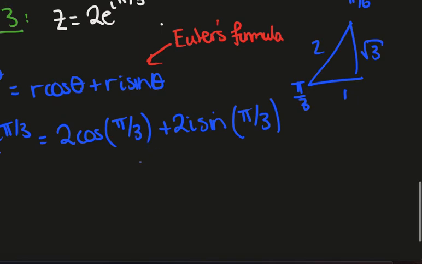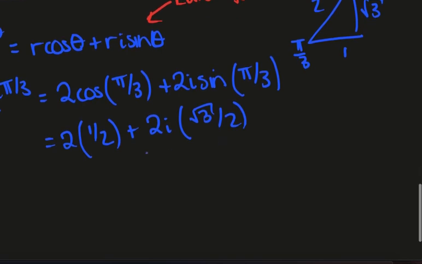So cos pi on 3, cos is adjacent over hypotenuse, so cos pi on 3 is 1/2. So I have 2 times 1/2. Then 2i times sine pi on 3, sine is opposite over hypotenuse, so I've got root 3 on 2. And what I end up with is 1 plus root 3 i.